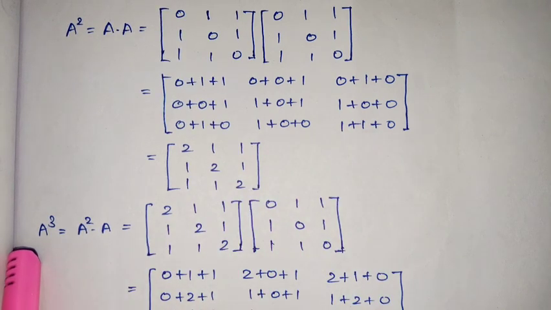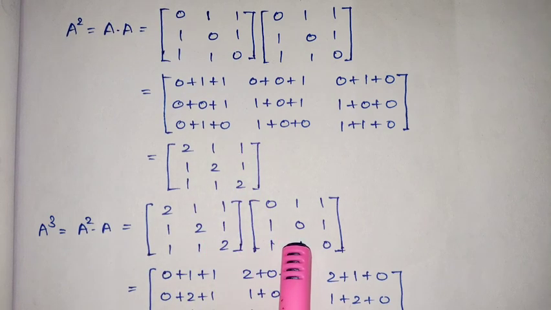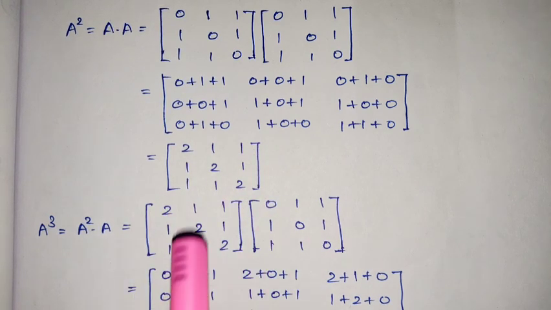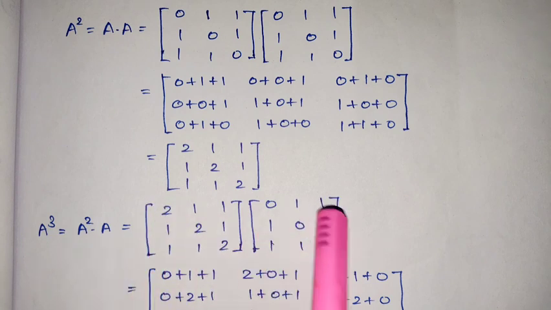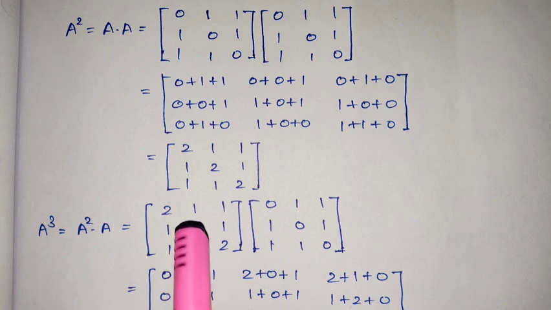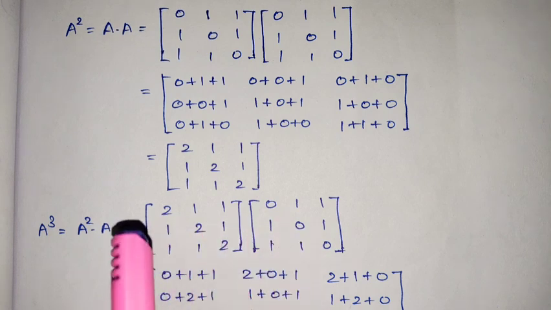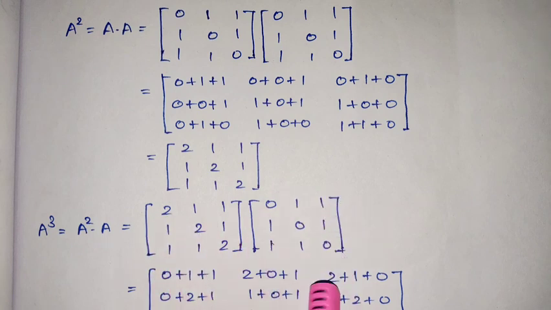Now we have to find A cube. A cube is A square into A. So A square into A matrix. So 2 into 0 is 0, 1 into 1 is 1, 1 into 1 is 1, so 2 into 1 is 2, 1 into 0 is 0, 1 into 1 is 1, 2 into 1 is 2, 1 into 1 is 1, 1 into 0 is 0, 1 into 0 is 0, 2 into 1 is 2, 1 into 1 is 1, 1 into 1 is 1, 2 into 0 is 0, 1 into 1 is 1, 1 into 1 is 1, 2 into 1 is 2, 1 into 0 is 0.